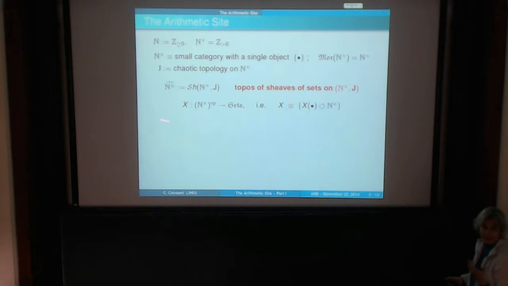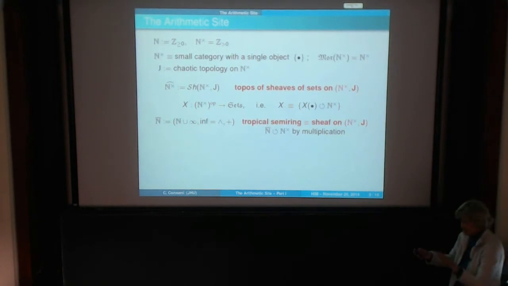In this particular case, because the category has a single object, the information of this sheaf is completely recast by stating that I give a set, which is the image of the object, on which N cross acts, following Grothendieck, on the right. So, because of the contravariance of the functor.